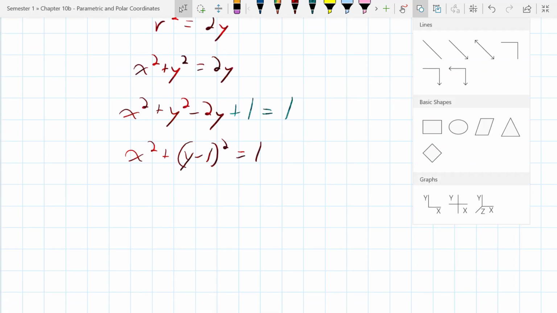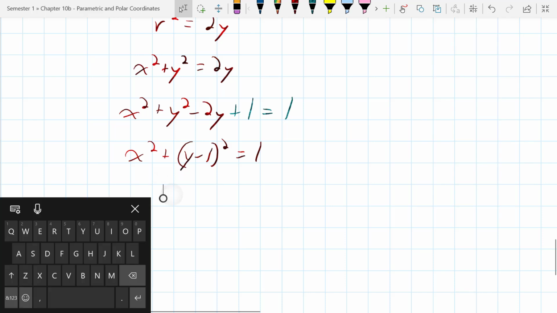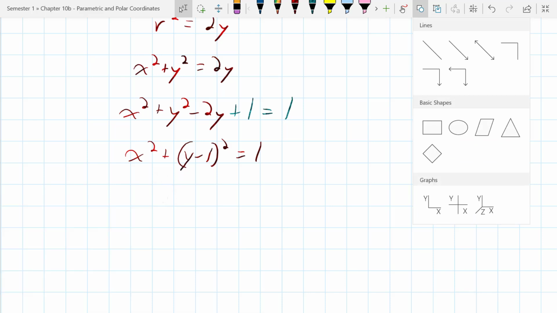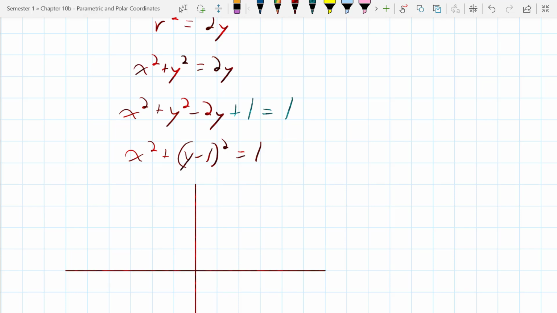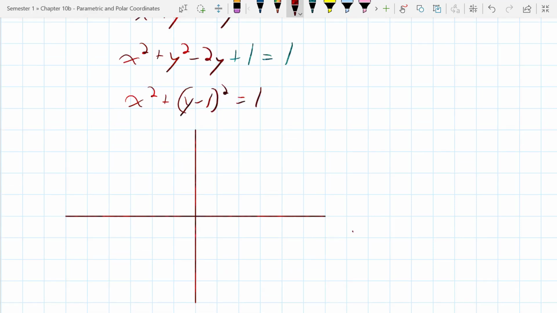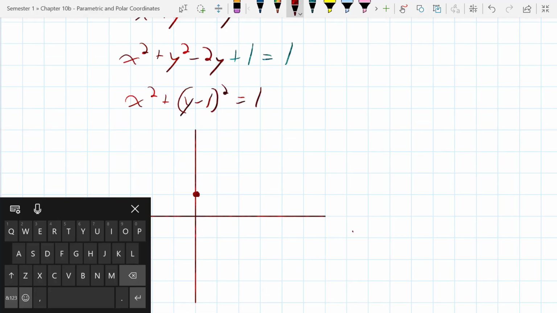And if I graph that on a grid, that's just going to look like a circle with a center at 0, 1 and a radius of 1.